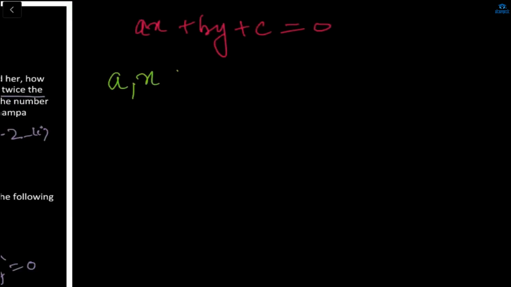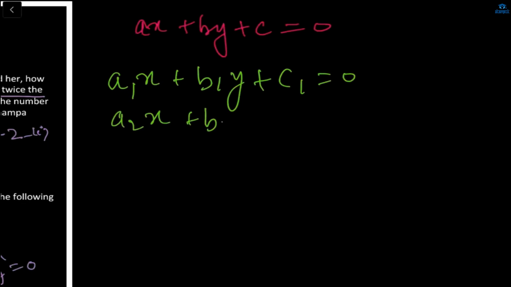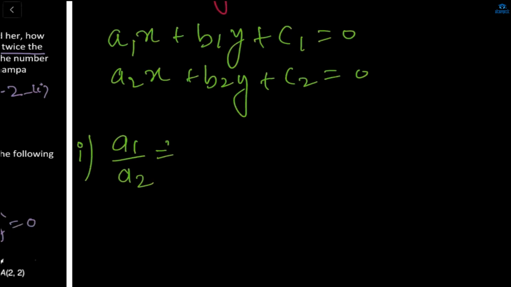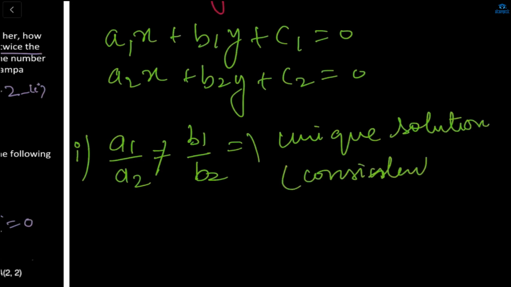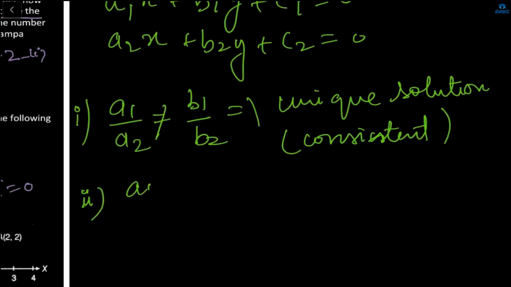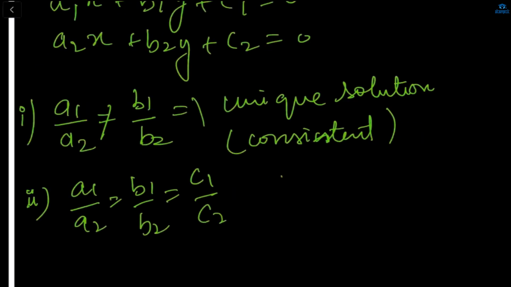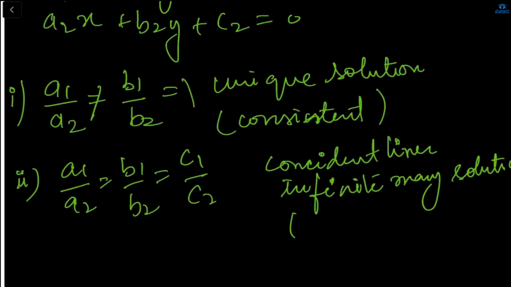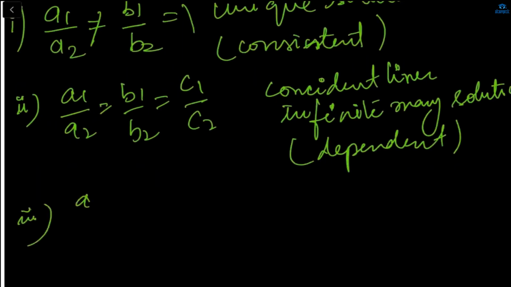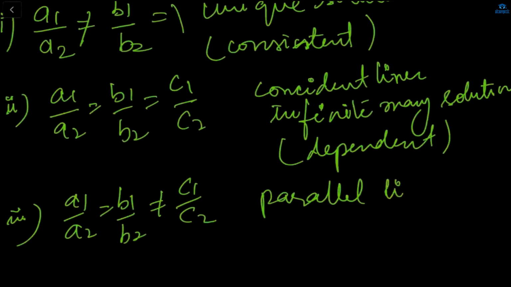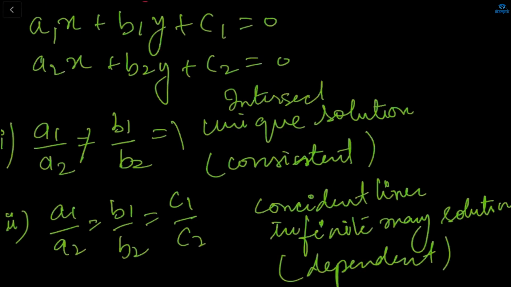So the equations are a1x plus b1y plus c1 equals 0, and a2x plus b2y plus c2 equals 0. First, if a1 by a2 is not equal to b1 by b2, it will have a unique solution and is called consistent. Second, if all three ratios are equal, then the lines are coincident, with infinitely many solutions, and dependent. Third, a1 by a2 equal to b1 by b2 not equal to c1 by c2 gives parallel lines with no solution. A unique solution means intersecting lines.